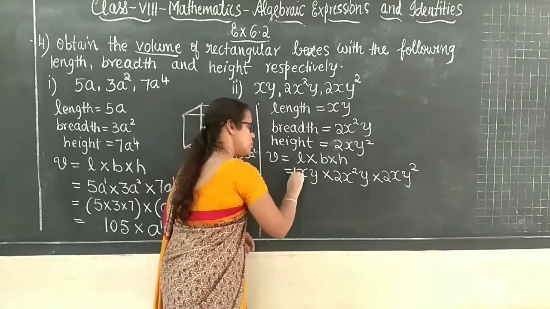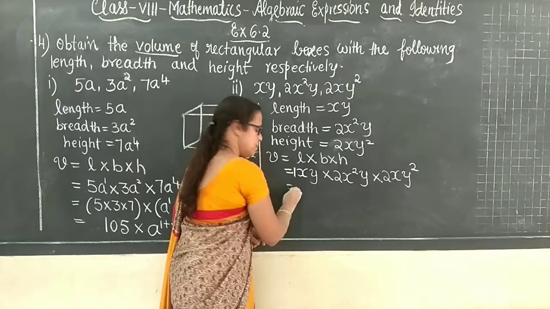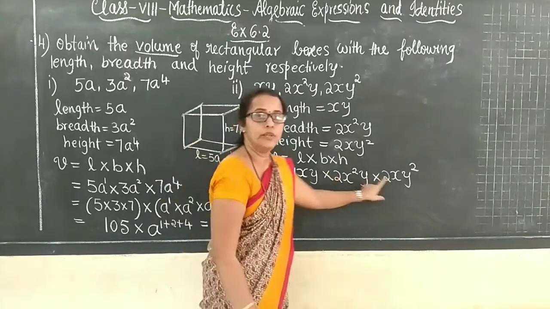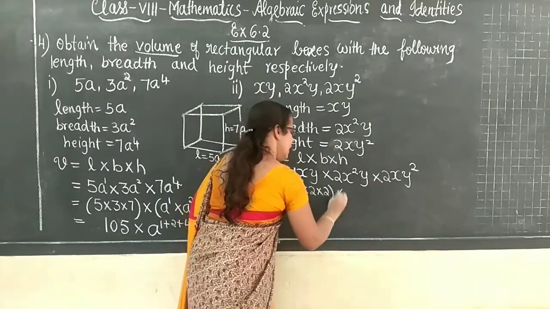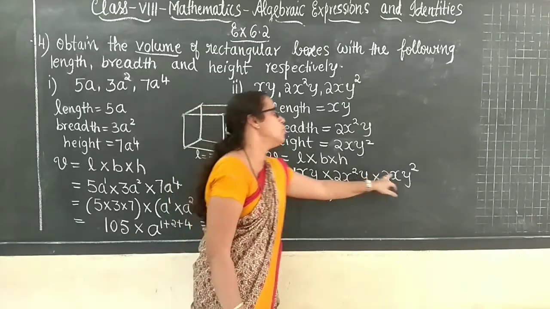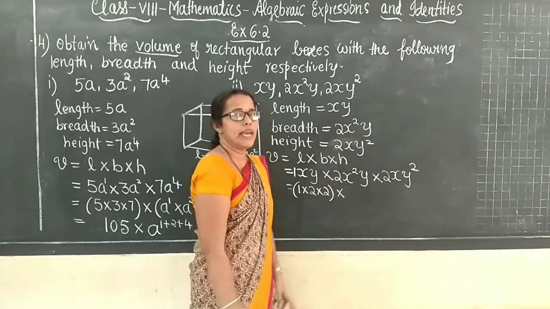There is no number, which means the coefficient is 1. So multiply the numbers first. Children, how to multiply? See, 1 into 2 into 2, so 1 into 2 into 2 into x square into x. Any way you can multiply, like terms write together and multiply.